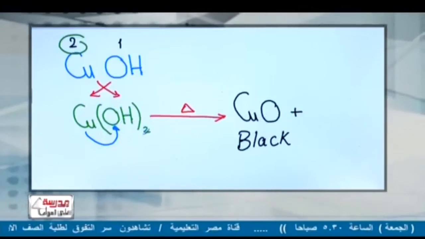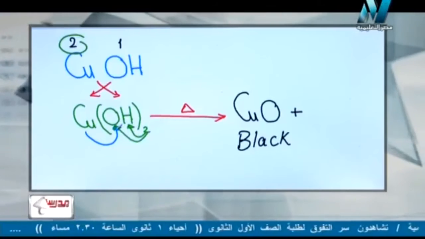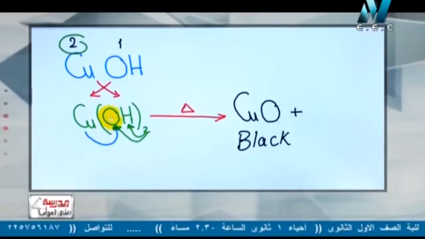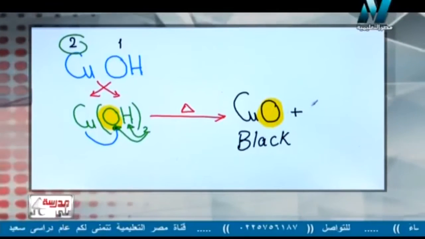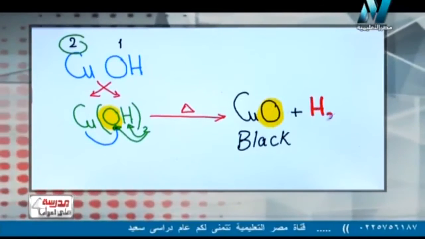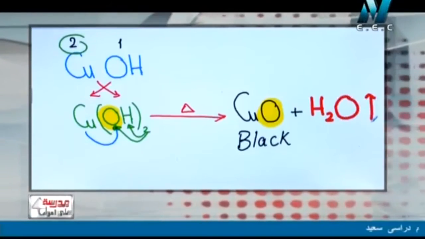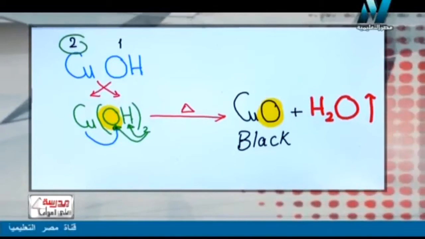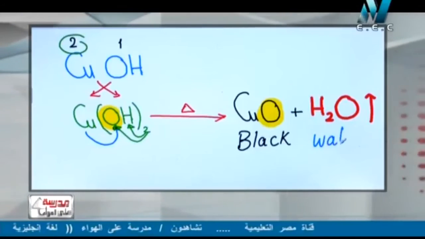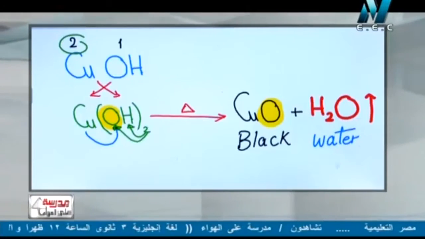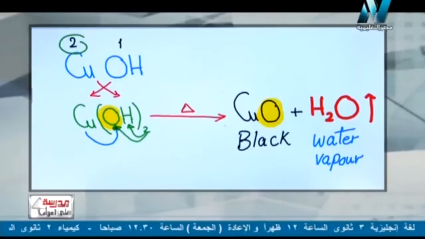Okay, so how many hydrogen do we have? We have 2 hydrogen and we have 2 oxygen, right? But we take 1 oxygen here. So the rest is 2 hydrogen and 1 oxygen. So what do we have here? We have the most famous chemical formula, water. But here we have heating, so we will write here water vapor, of course vapor because there is heating here.